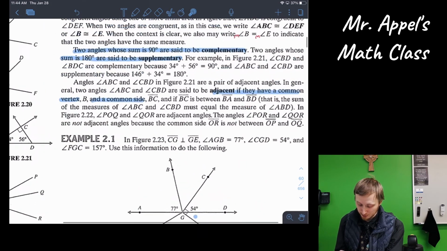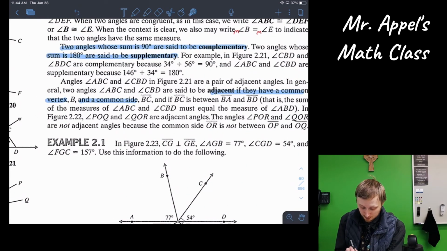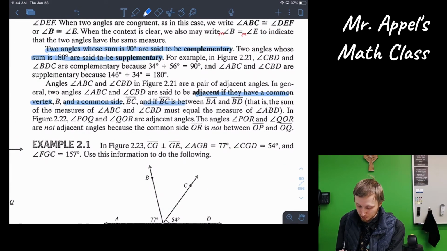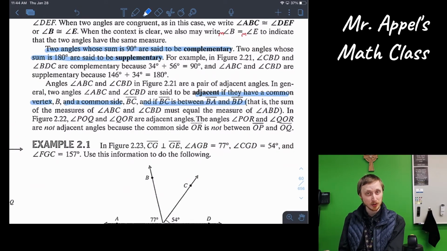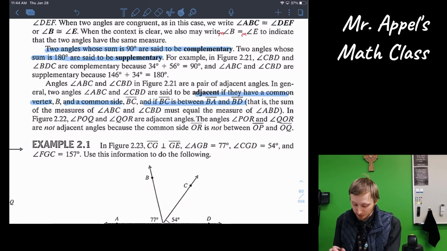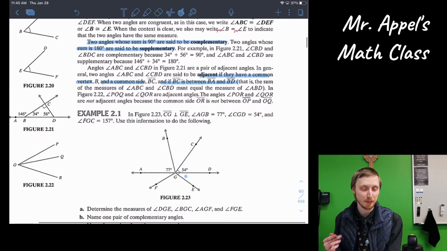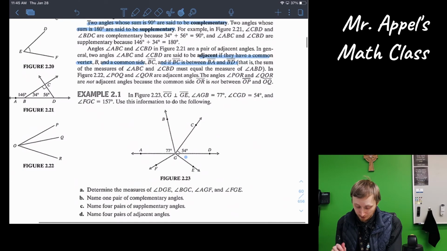So it is important that they have to have a common side that is between the other two sides. Common side is the one in the middle. They're not just overlapping. All right.